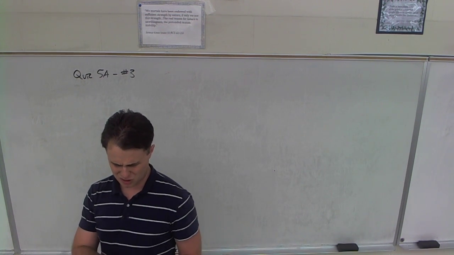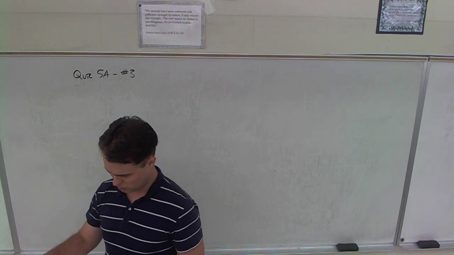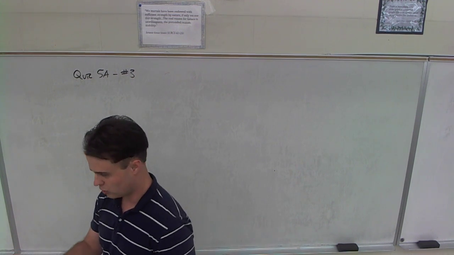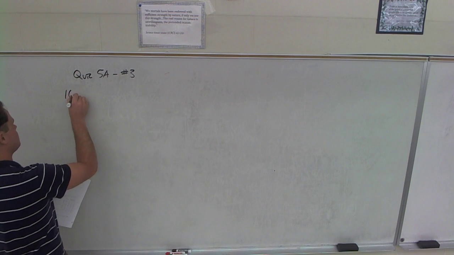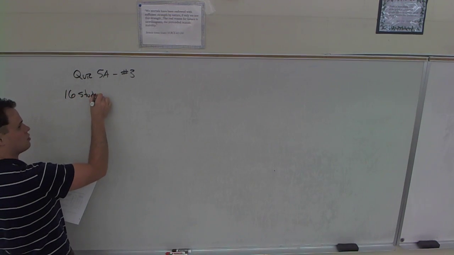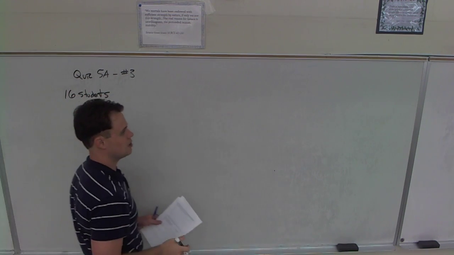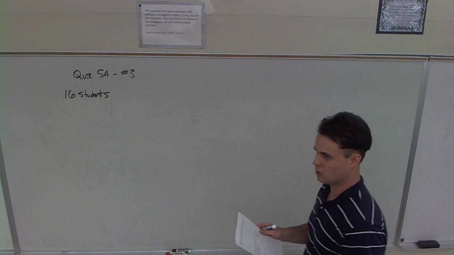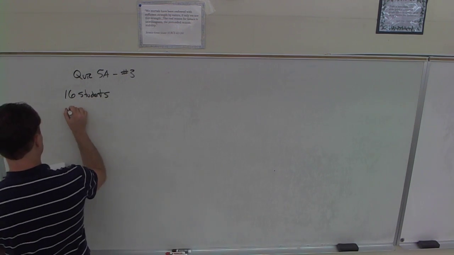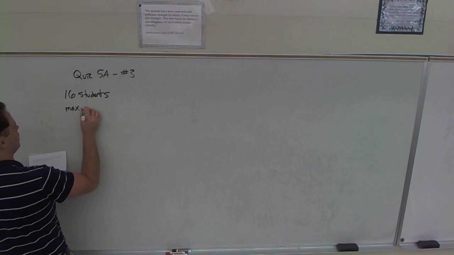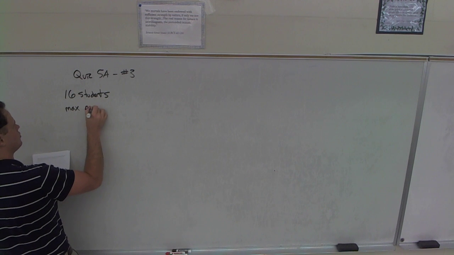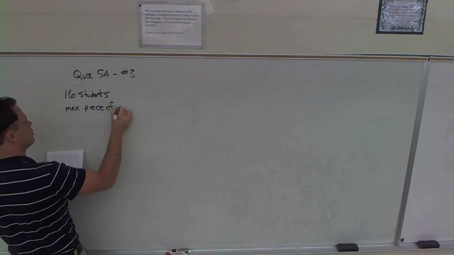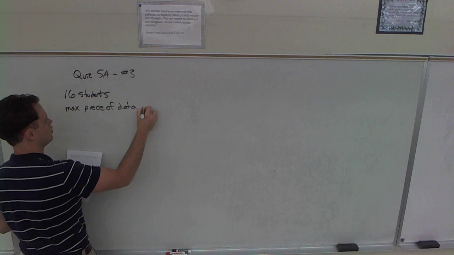Were there like 16 kids in that class? I can't remember. 18, 16? 16? Okay. So let's summarize that. So we got 16 students. That's how many pieces of data we have, right? What are we doing with one of those pieces of data? Increasing it. So the maximum piece of data increases.